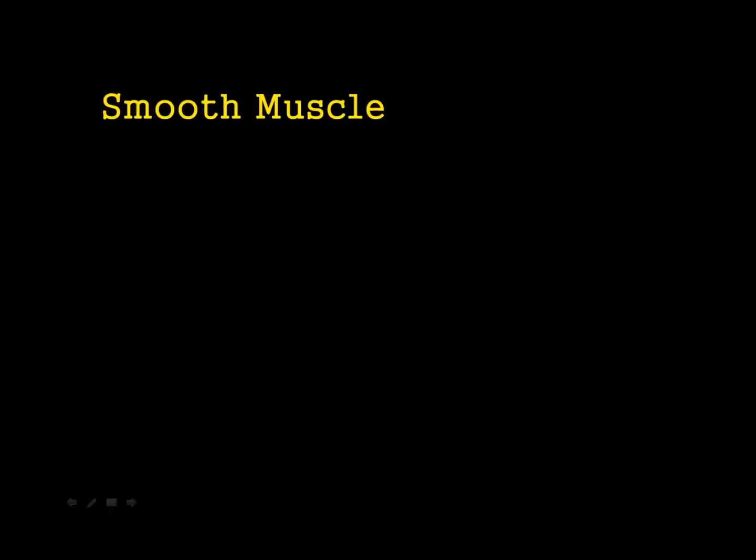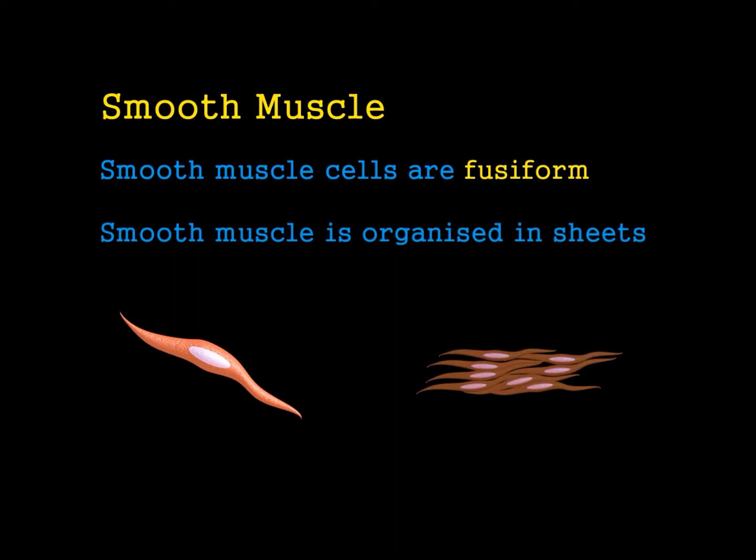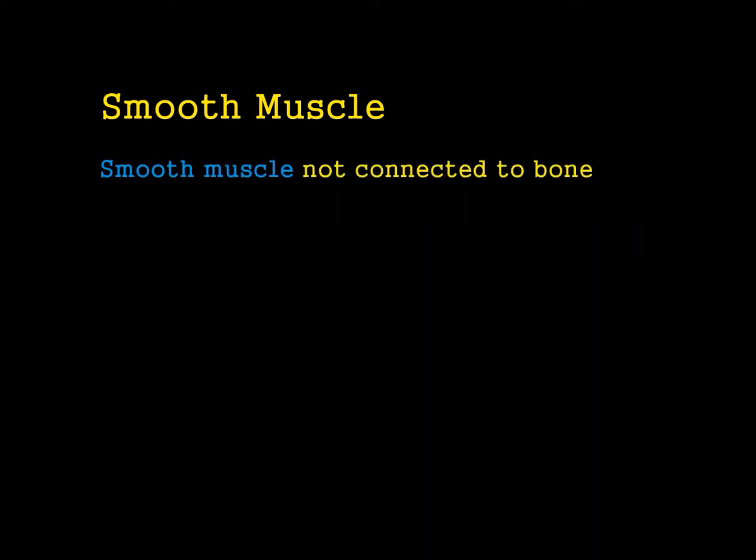Okay, so the last muscle type to discuss is smooth muscle. Now, smooth muscle cells are shaped in a fusiform shape, which looks like this. And these cells are then arranged on top of each other to form sheets of muscle. So they're very different in shape and size compared to skeletal and cardiac muscle tissue cells. Another big difference is that smooth muscle is not connected to any bone. It's arranged in sheets and generally features on the inside of hollow organs.